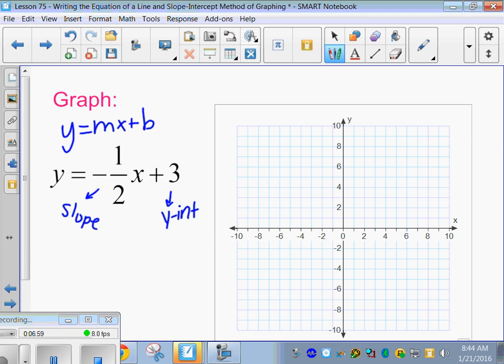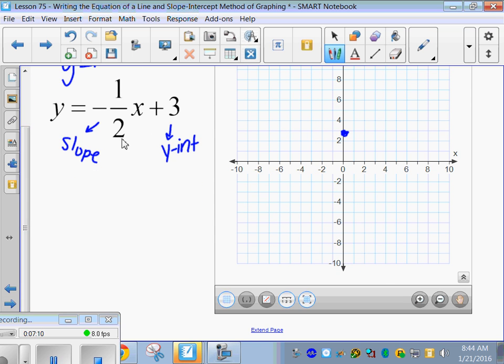So everybody on your grid, we're going to put a point at positive 3 on the y-axis. Point at positive 3. Now, when you have a slope of negative 1/2, the negative can either be in the numerator or in the denominator. But there can only be one negative in order for it to be a negative slope, right? So either way, and let's start with it in the numerator. So let's start with this slope right here.